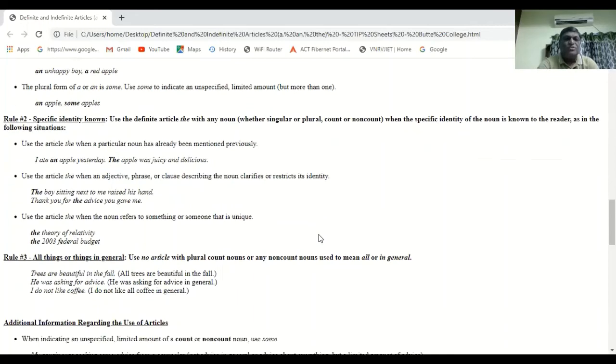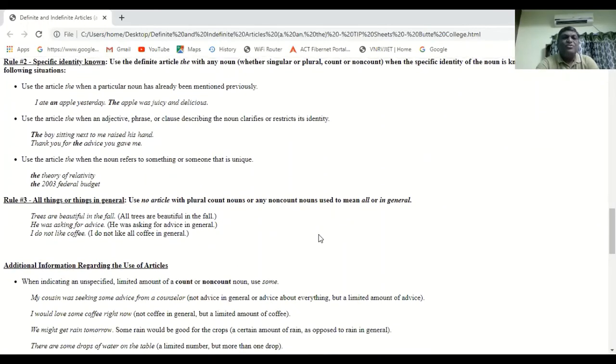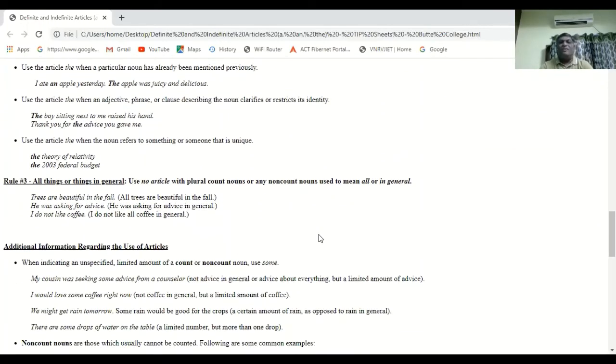Now let's go to the definite article. Use the article the when a particular noun has already been mentioned.